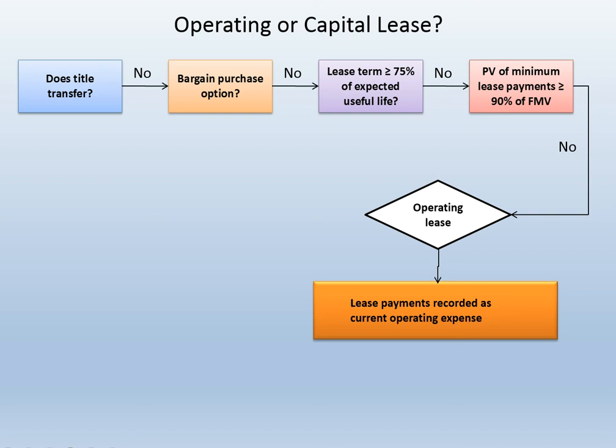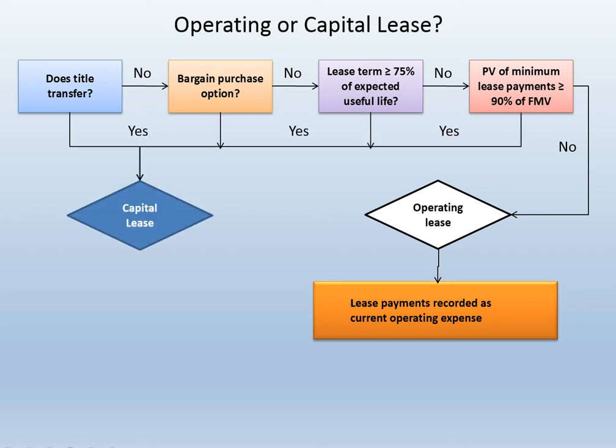Where things get interesting and significantly more complicated is if we answer yes to any one of these questions. And it doesn't matter which one. It does not matter whether it's title transfer, bargain purchase option, lease term being more than 75% of the expected life, or the present value of the lease payments being greater than or equal to 90% of the fair market value. If we answer yes to any one of those questions, then we have what is classified as a capital lease.